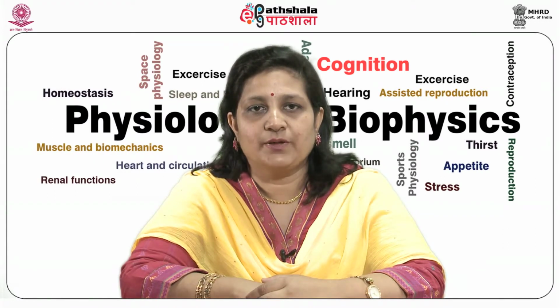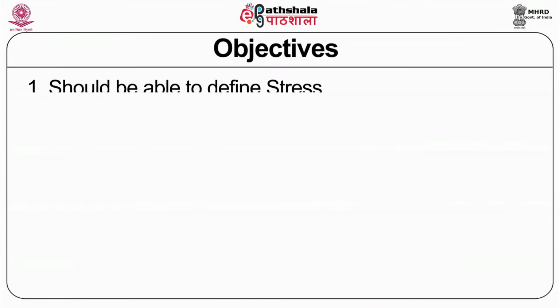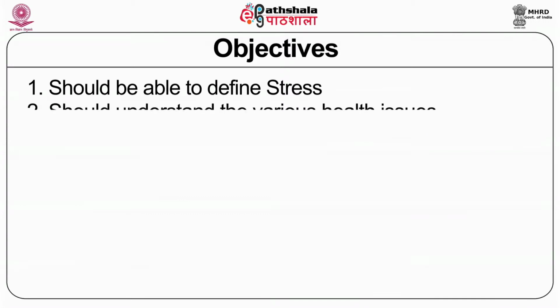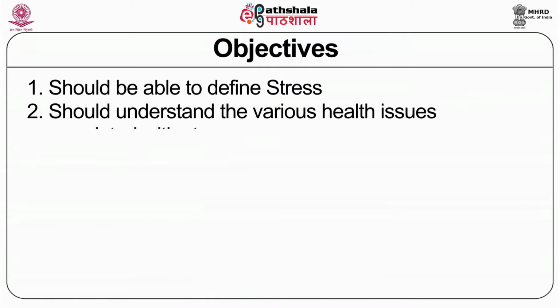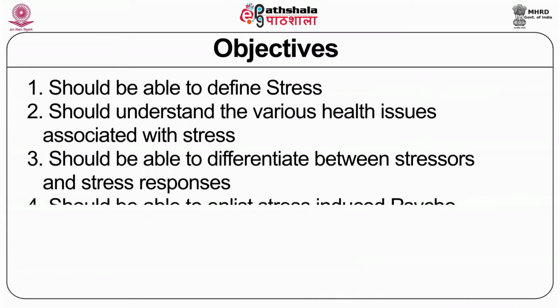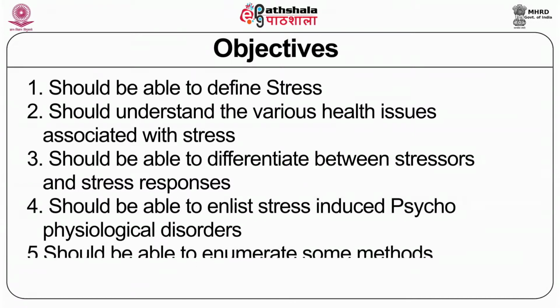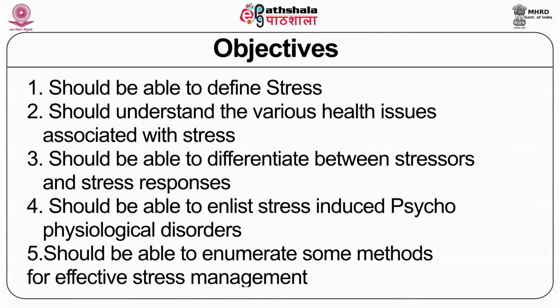Now to begin with the topic, we must first know what the objectives are when we talk about the pathophysiology of stress. Number 1, you should be able to define stress. Number 2, you should be able to understand the various health issues which are associated with stress. Number 3, you should be able to differentiate between stressors and stress responses. Number 4, you should be able to enlist the different stress induced psychophysiological disorders. And number 5, you should be able to enumerate some methods for effective stress management.